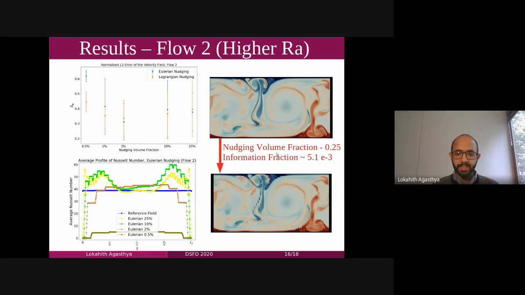And you can see, again, to stress that even though our nudging volume fraction would be 25%, here the actual fraction of information, that is the number of probes divided by the total number of grid points, even in the highest case that we consider, is still of the order of 10 to the minus 3. So that's order of 0.5%.